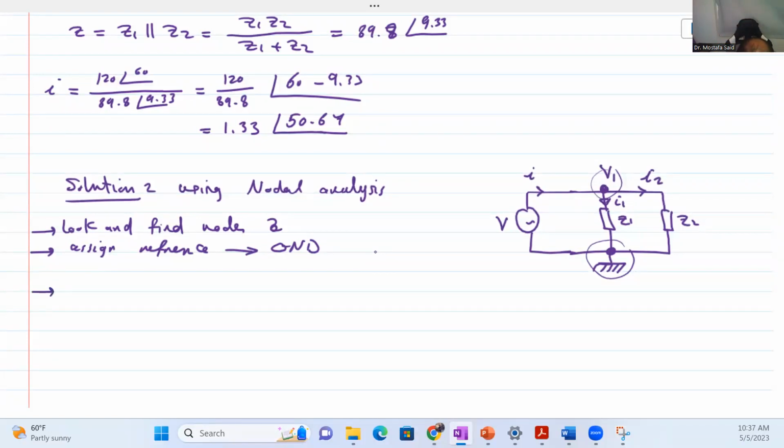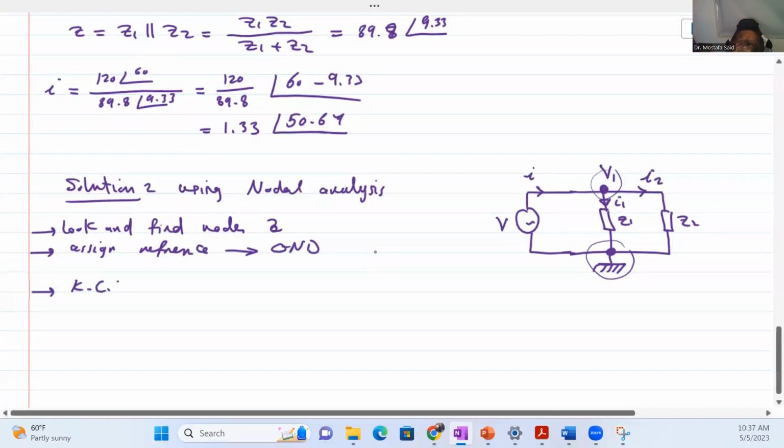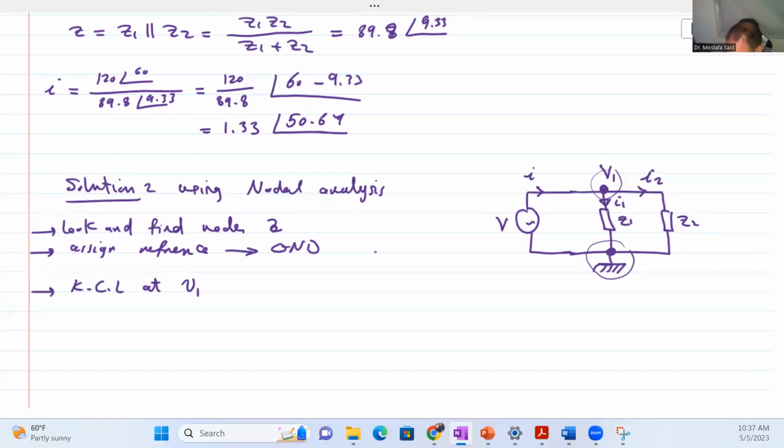And we're going to solve, this is the third step, KCL at node V1. Kirchhoff's current law gives us I equals I1 plus I2. Just as a revision, what's entering the node equals what's going out of the node, because of conservation of charge. The electrons entering the node equal the electrons going out of the node.